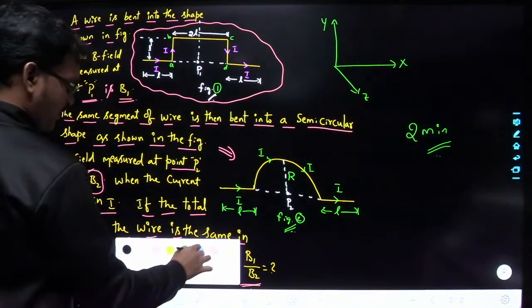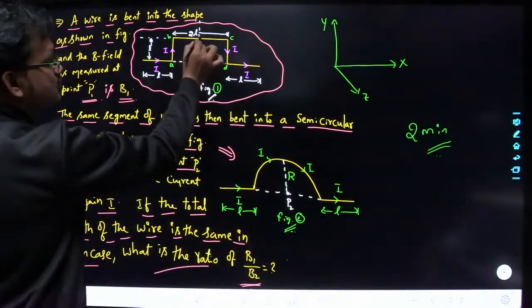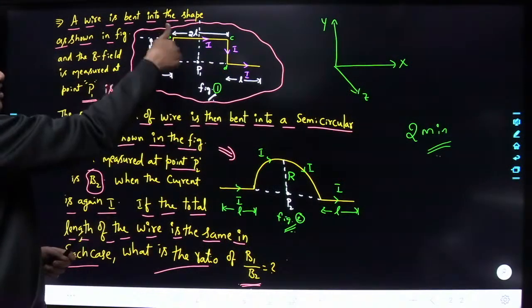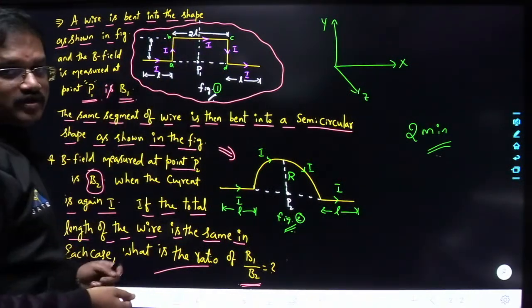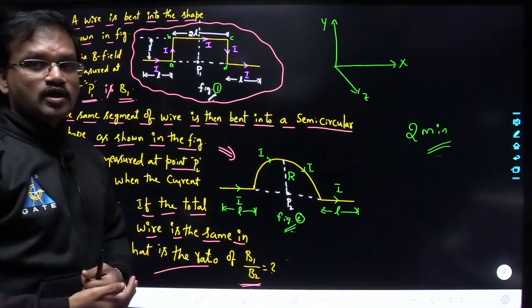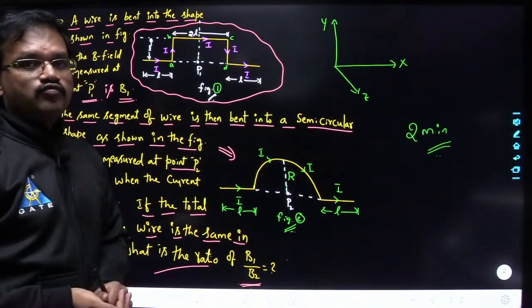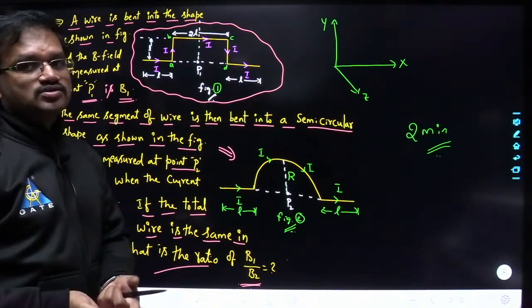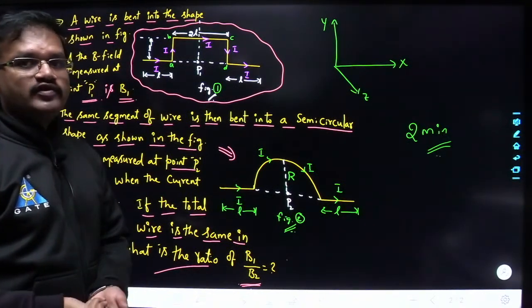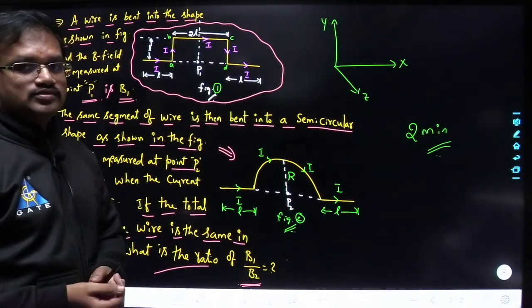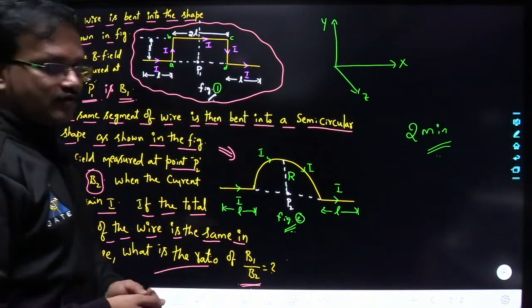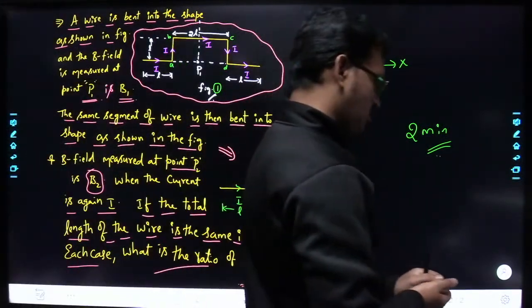Here the current is flowing like this. So due to this section, what must be the B field here? We know the formula, that is mu I by 4 pi rho into cos alpha 2 minus cos alpha 1. So you have to determine the alpha 2 and alpha 1 values. Always you have to consider alpha 2 and alpha 1 in the anti-clockwise direction.